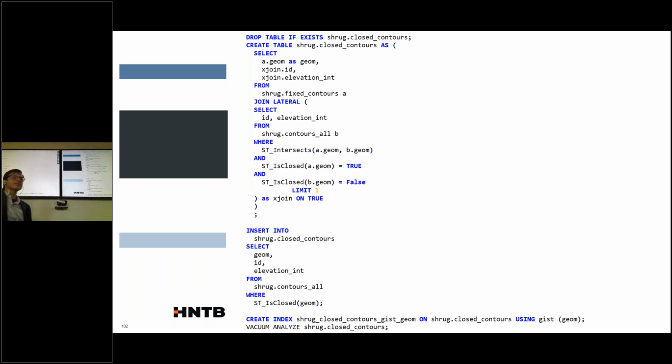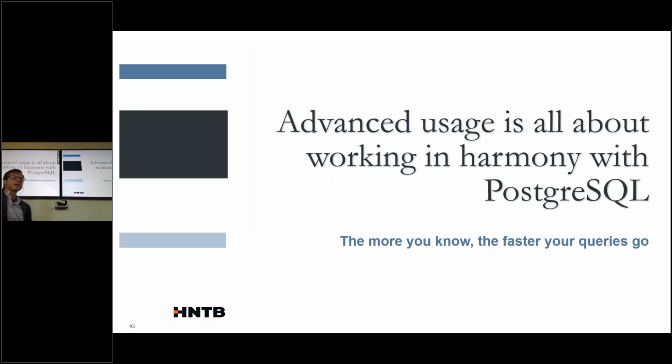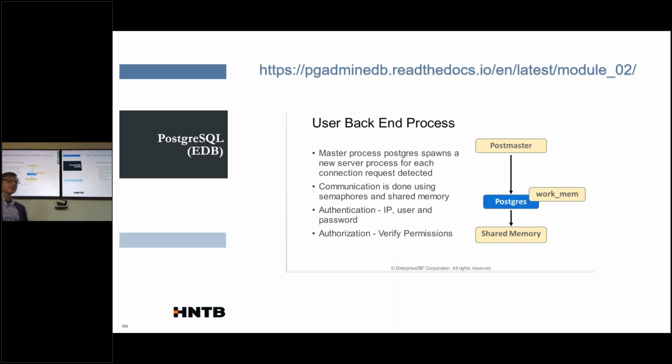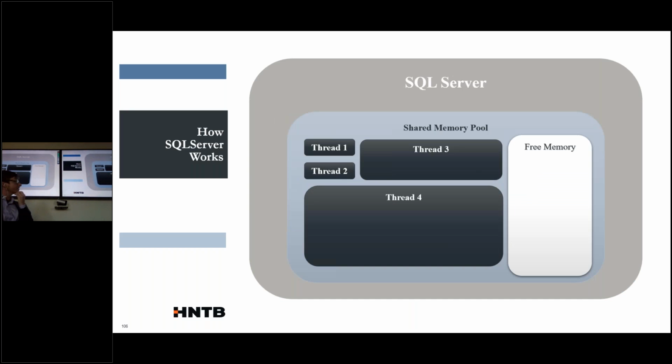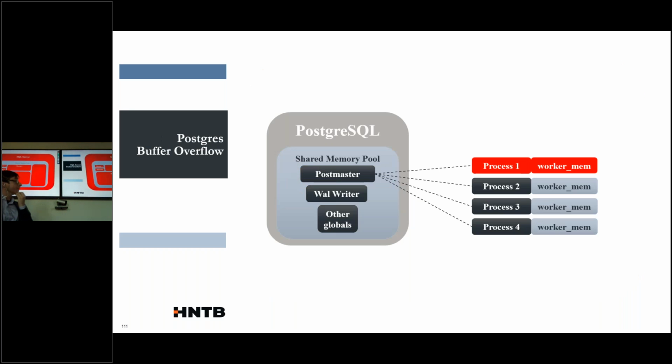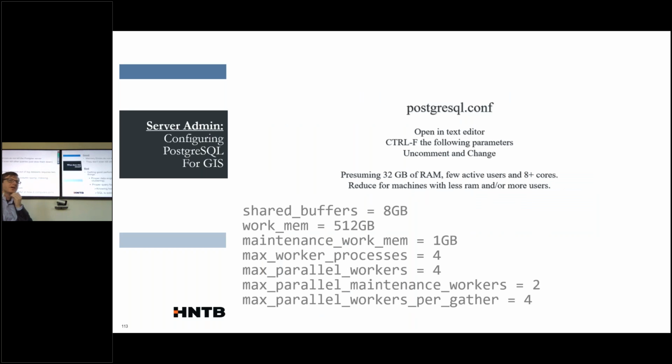The very nice thing is that I can take this code and apply it to other tables of the same sorts of stuff. So working with PostGIS at this level is all about working in harmony with Postgres. You want to start learning about how Postgres actually works. It's actually a little bit different than something like SQL Server. You have sub-processes. This actually prevents memory errors in one thread from overwhelming the server and crashing it. If this process dies, the master Postgres process just kills it.